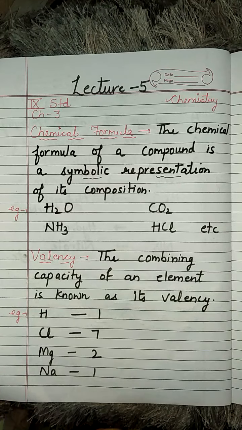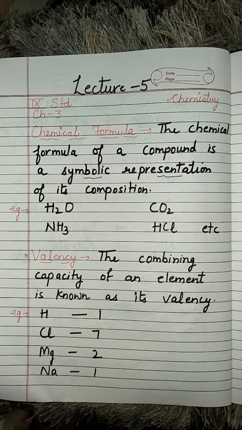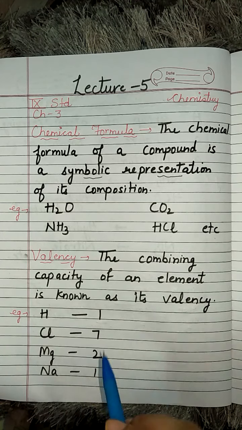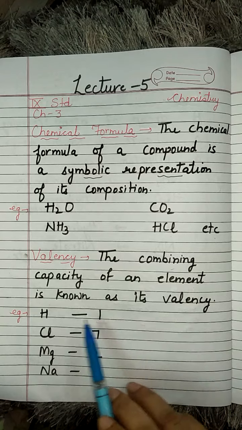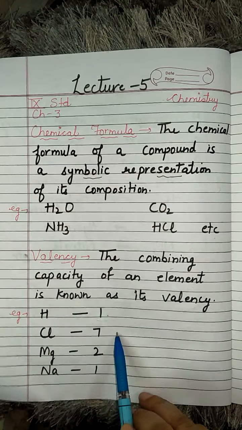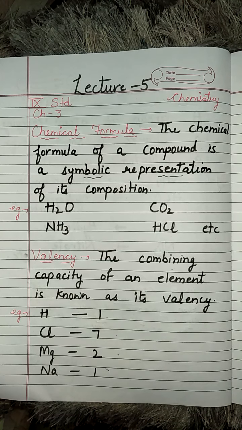Next, valency. I told you in the previous lecture to learn the valency table. I will not be discussing how to calculate valency because I will discuss that in the next chapter. At this level you should know the combining capacity of an element, how elements combine with a particular number, that is its valency. Examples I have quoted: the valency of hydrogen is 1, chlorine 7, magnesium 2, sodium 1. How to calculate this will be discussed in the next chapter. In this chapter you are going to learn this valency table.